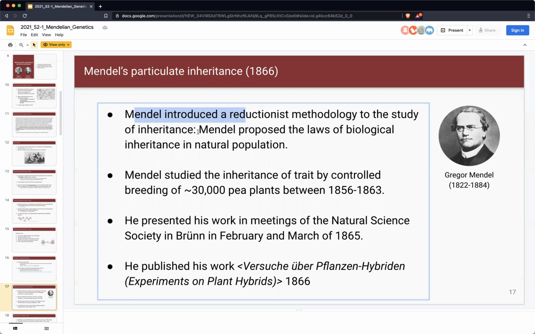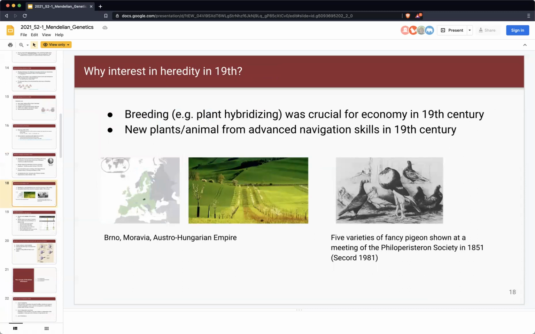And we're quite familiar with those laws. What he did is Mendel studied the inheritance of traits by controlled breeding of about 30,000 pea plants between 1856 and 1863, a very short time. He presented his work at a Natural Science Society meeting in Berlin in February of that time, and he published his book after a year. That was quite a short timeline for his achievement.